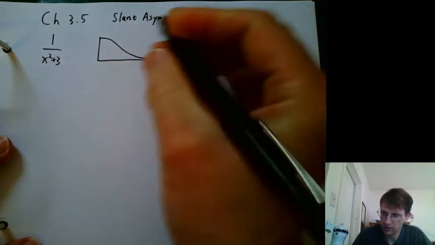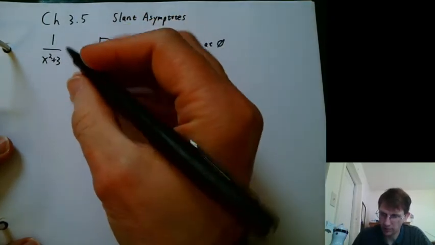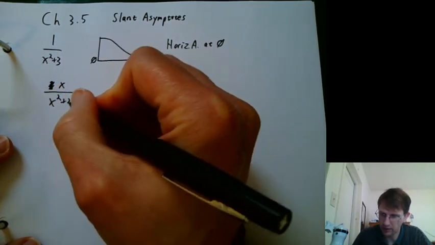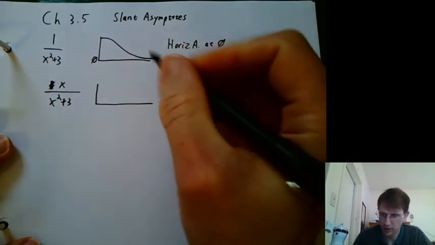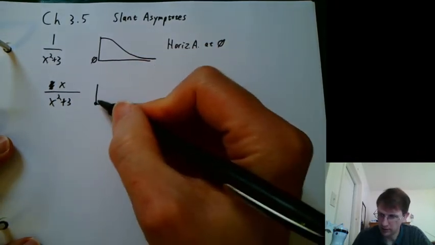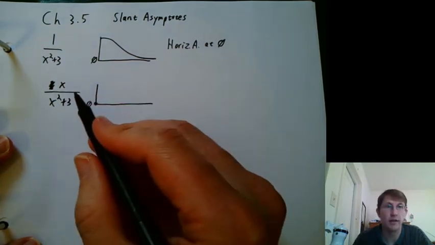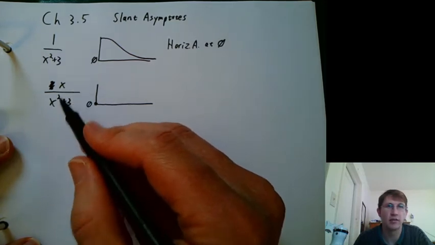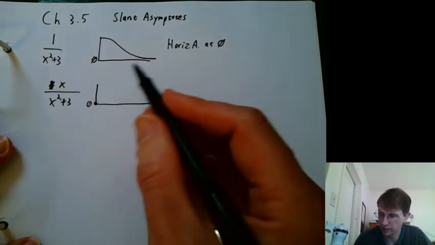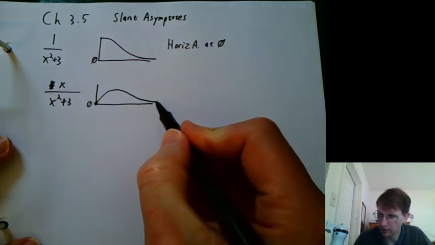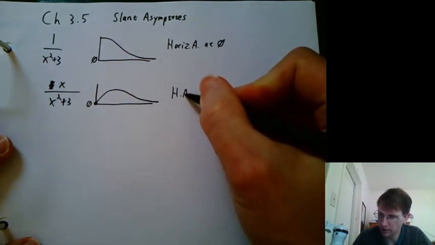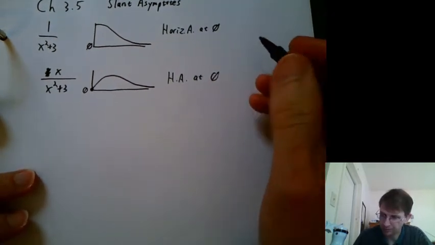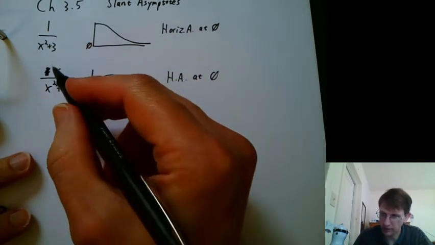And we can say there's a horizontal asymptote at 0. Here's 0. What if we did not 1 over x squared plus 3, but x over x squared plus 3? Well, when x is 0, here at 0, when x gets large, the plus 3 doesn't really matter, and you've got basically x over x squared, which is 1 over x. So that's also going to have a horizontal asymptote at 0. At y equals 0, we're saying. So that was x to the 0, x to the 1.